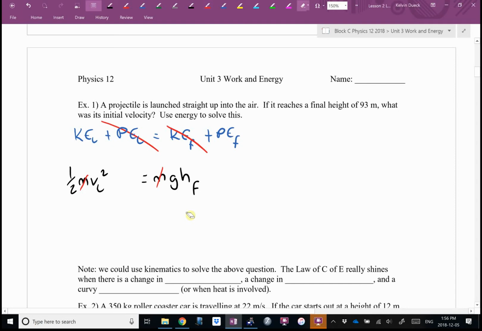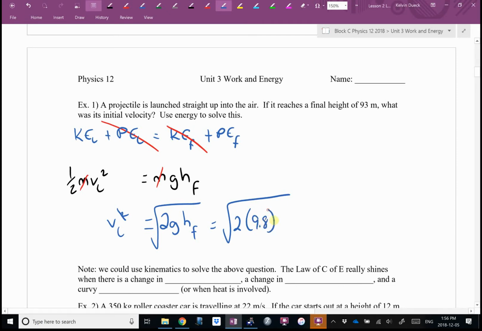I can either divide by 0.5, but you know me enough to know that I prefer to just multiply by 2. So I'll have 2gh final, that equals VI squared. Last step. So it's going to be the square root of 2. Mr. Dueck, positive or negative 9.8? It's a scalar, so it's going to be the positive value. What do you get?